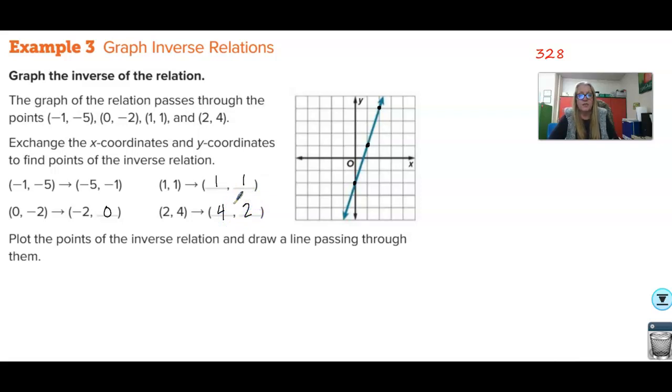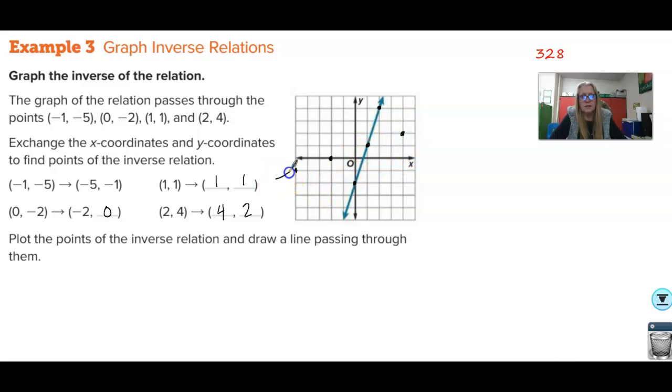Now plot the points of the inverse relation and draw a line. So (-5, -1), 1, 2, 3, 4, 5, -1 right here. (-2, 0). (2, 0). Did I count that right? 1, 2, 3. Yeah, that's right. Okay. (1, 1) should be right here. And (4, 2): 1, 2, 3, 4, up 2.